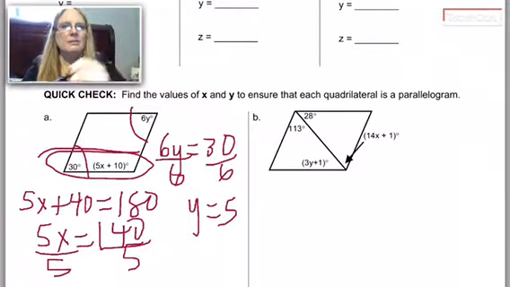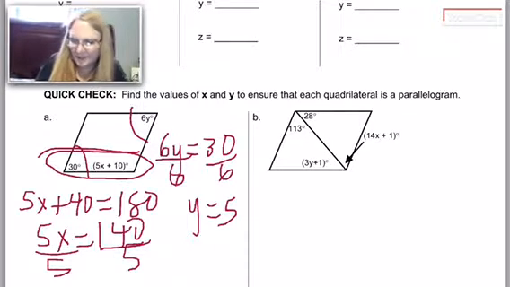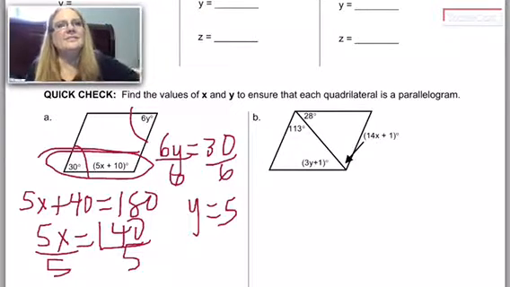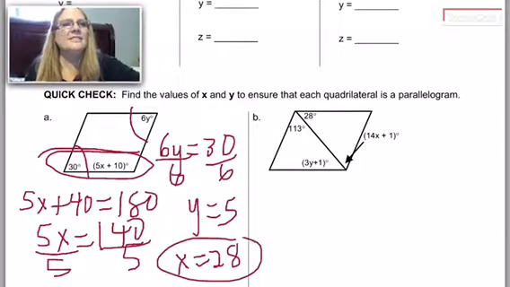And we divide by 5. And let me use my calculator. 140 divided by 5 is, I think, 28. But my calculator, sorry, is giving me trouble. One more time. 140 divided by 5 is 28. I always like to double check my math. Okay?